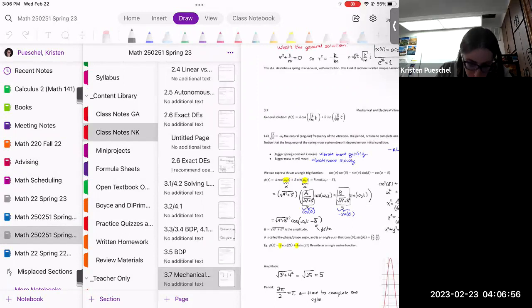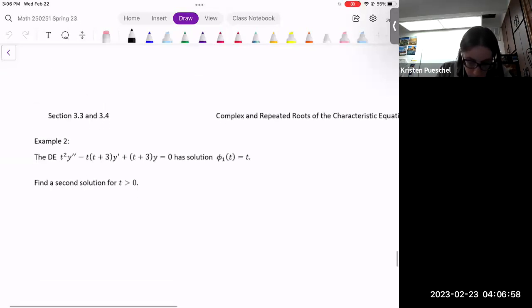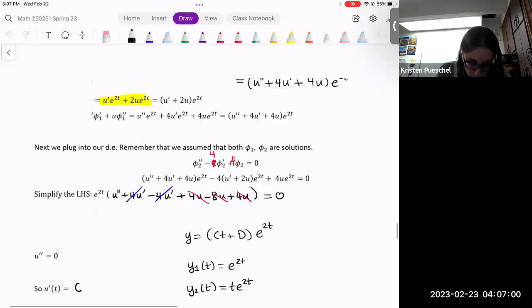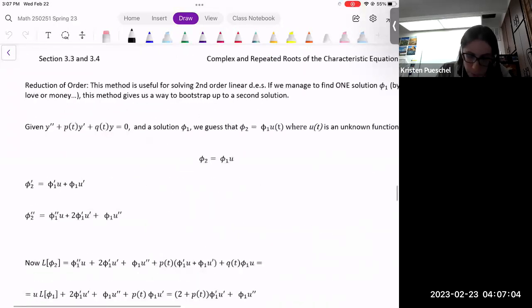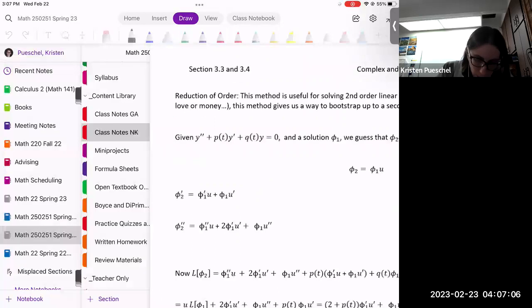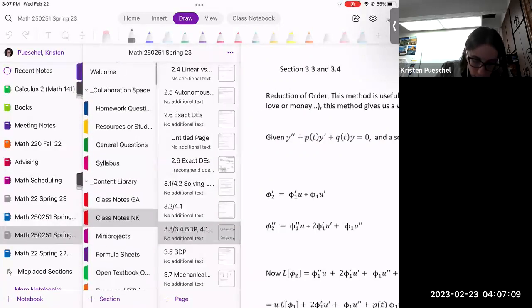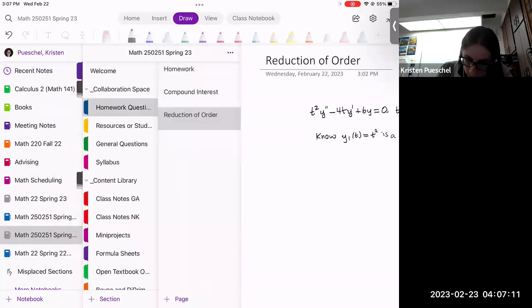So if you want to follow along in the notes packet, this is from section 3.3, 3.4, which goes through this kind of example in a bunch of detail. Okay. So let's take a look.